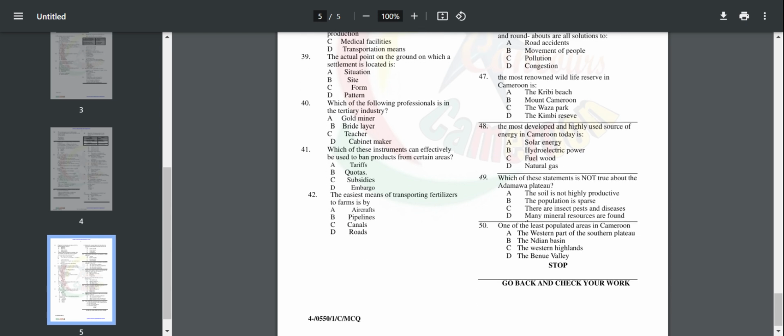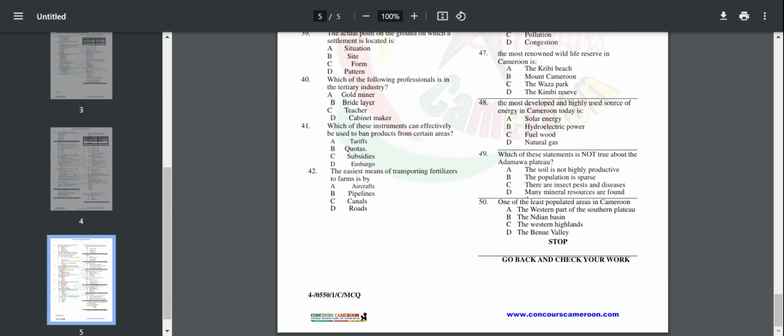Question 48. The most developed and highly used source of energy in Cameroon today is... The answer is B, hydroelectric power.